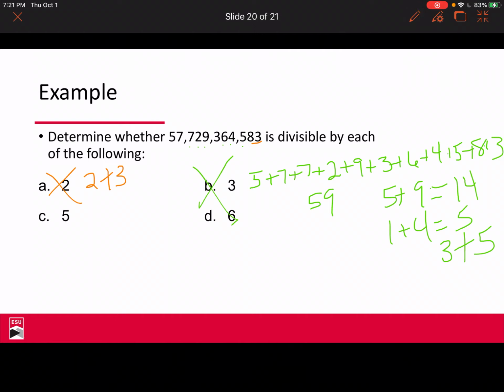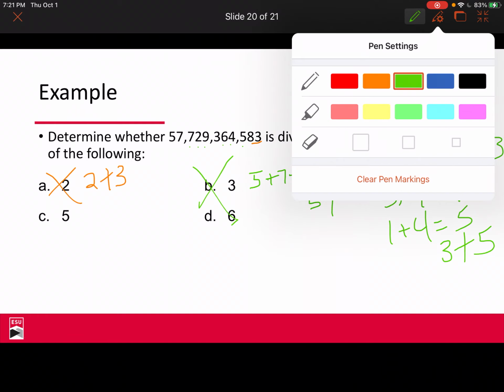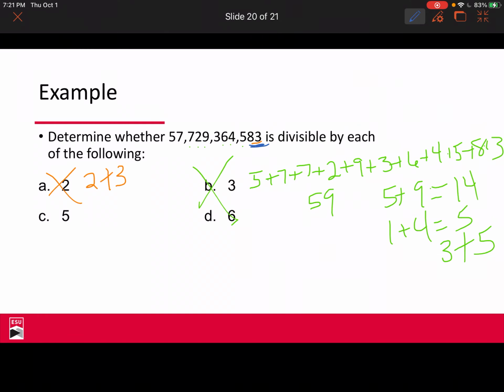And then our next one, is it divisible by 5? Well, remember our divisibility test for 5 is if our last digit is 5. Well, the last digit isn't 5, so it's not divisible by 5. And then the next one says, is it divisible by 6? Well, remember our divisibility test for 6 is we need both divisible by 2 and divisible by 3. Well, we already said it wasn't divisible by 2 and it wasn't divisible by 3. So it can't be divisible by 6. Dang, this number doesn't have any divisors, it seems.